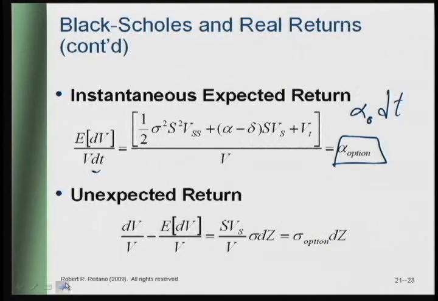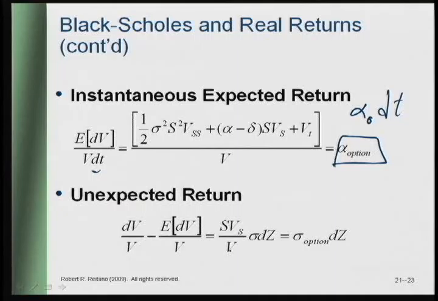In addition to the expected return on this option in the real world, we have an expression for that, we can also look at the unexpected return, the risky part of the return. And how do we do that? Well, we simply take dV over V, that's the actual return, subtract the expected return, and we get this expression. Namely, the price of S, V_S, the delta, divided by the price of the option V times sigma dz.